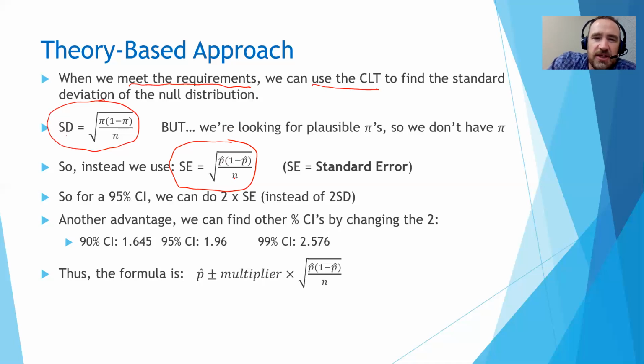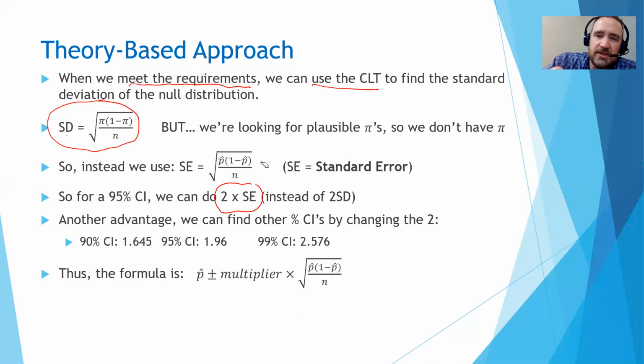For a 95% confidence interval, instead of 2SD, we do 2 times SE, 2 times the standard error, because standard error is taking the place of standard deviation for us. But otherwise, it works the same. We do 2 SE, we call that the margin of error, we add it and subtract it to p hat, and that's how we get our confidence interval.